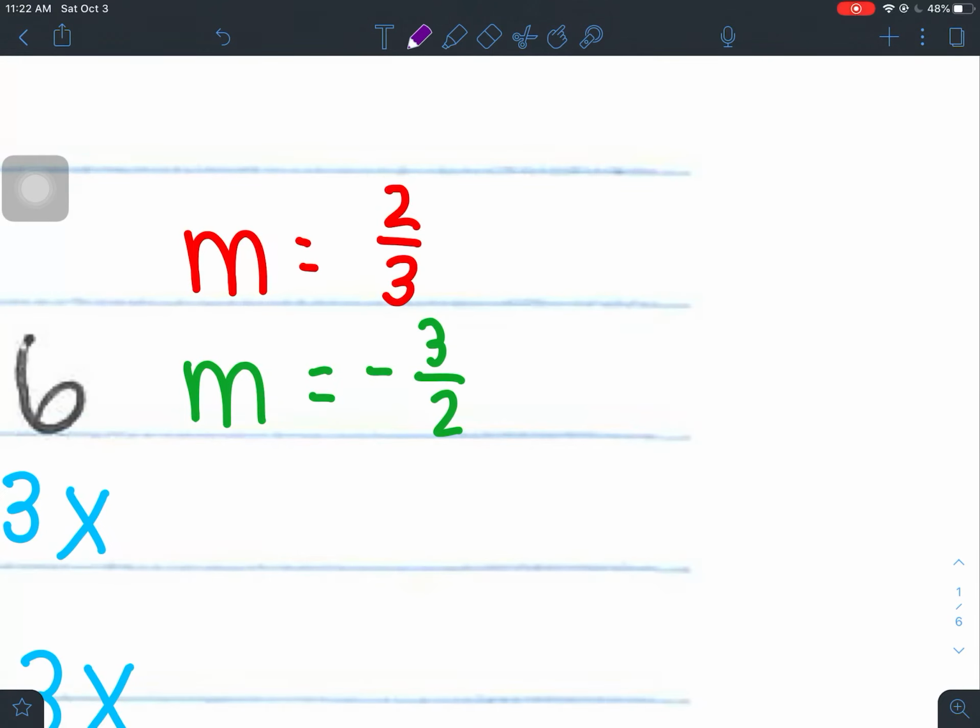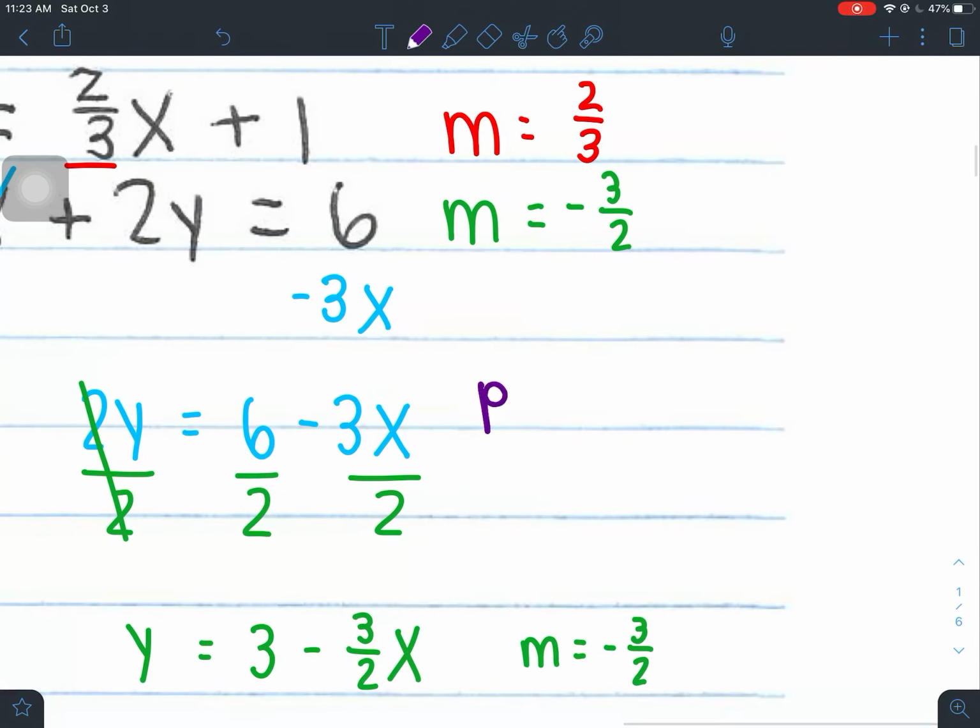How do I know that? Well, remember, for them to be perpendicular, the slopes have to be opposite reciprocals. Opposite means one's positive and one's negative. So because this one was positive, this one's negative, so that checks out. And then you want to flip the fraction. Because this was 2 over 3, the new one has to be 3 over 2. You got to flip the fraction in order for it to be opposite reciprocals. So these are perpendicular.